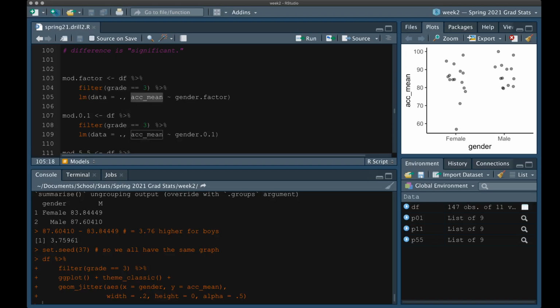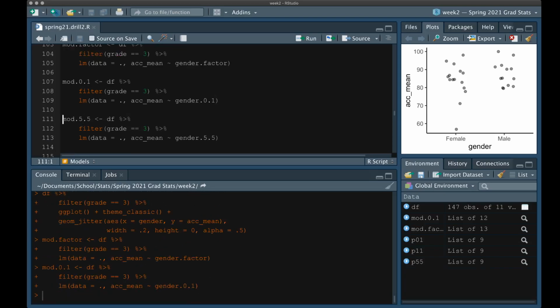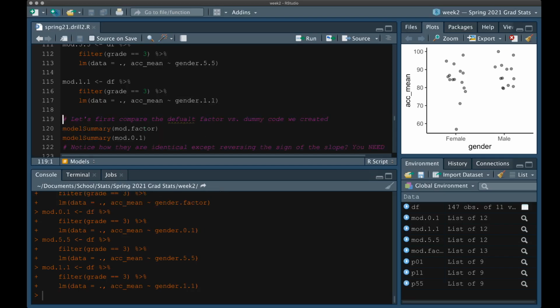And for our formula, we're just going to do acc_mean, that overall accuracy mean, regressed on, in this case, gender factor to make mod.factor. The second model, mod.01, is the overall accuracy mean regressed on gender coded as 0 and 1. Mod.5.5 is the same. It is that overall mean regressed on gender coded as negative half and positive half. And mod.1.1 is that overall mean regressed on gender coded as -1 and +1.